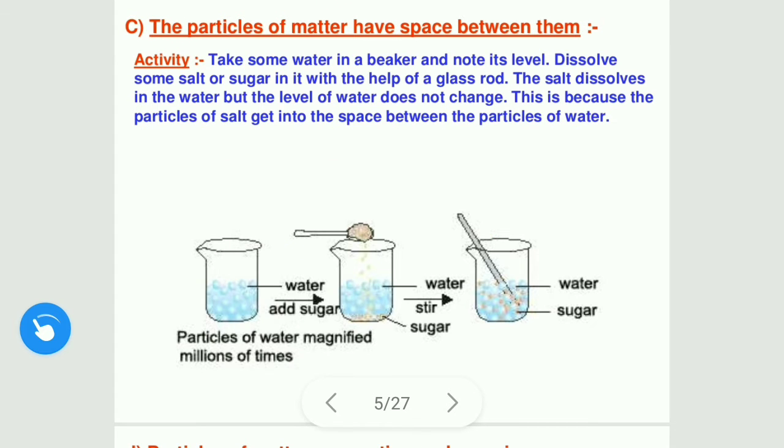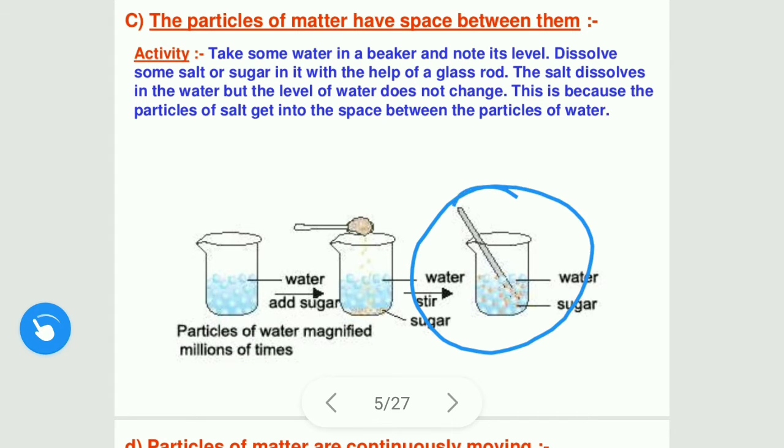The third activity is to prove matter has space between its particles. For this, take some water and note its level. This is the same as we have done for proving that matter is made up of particles.